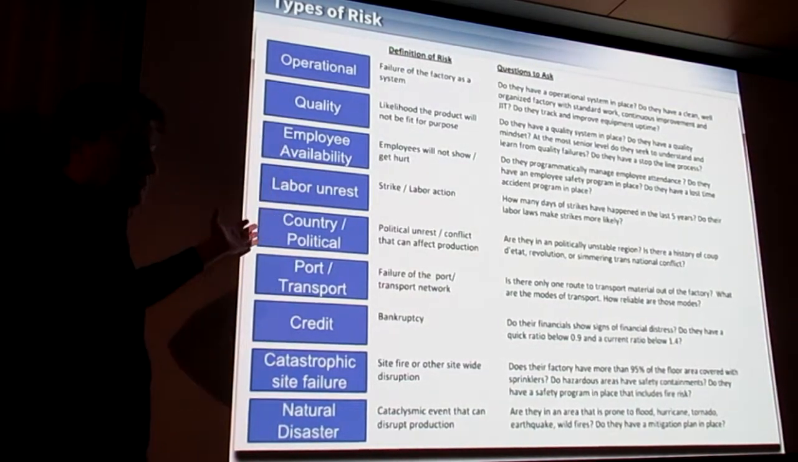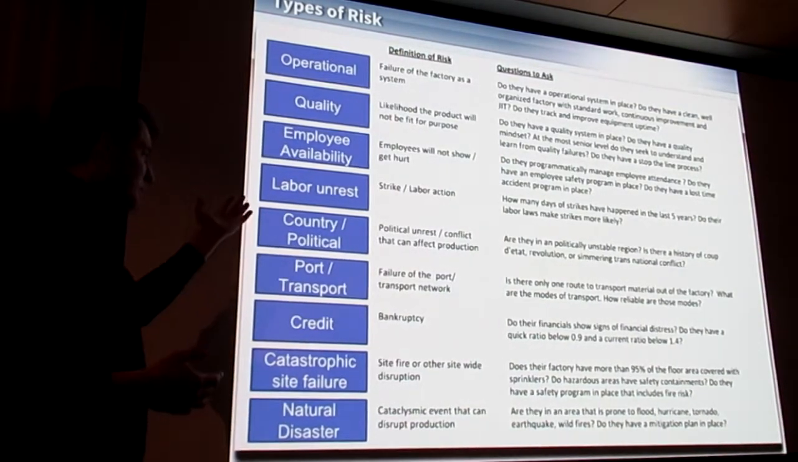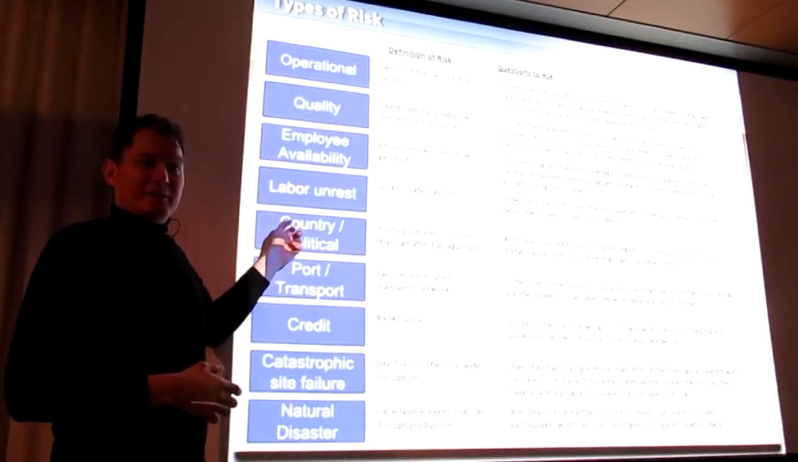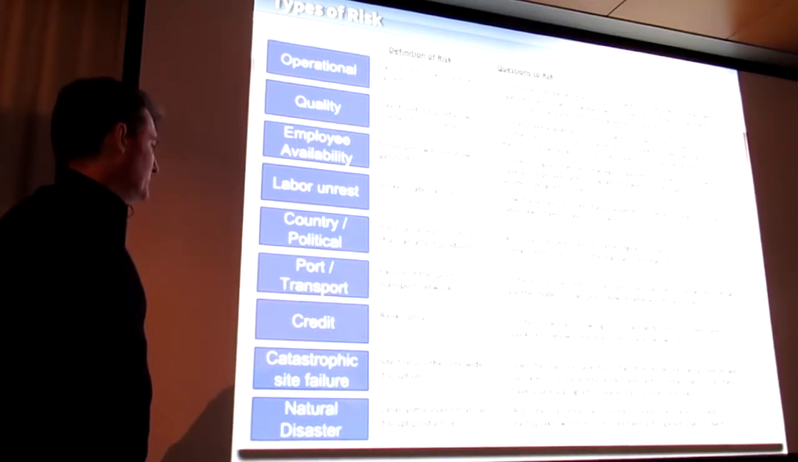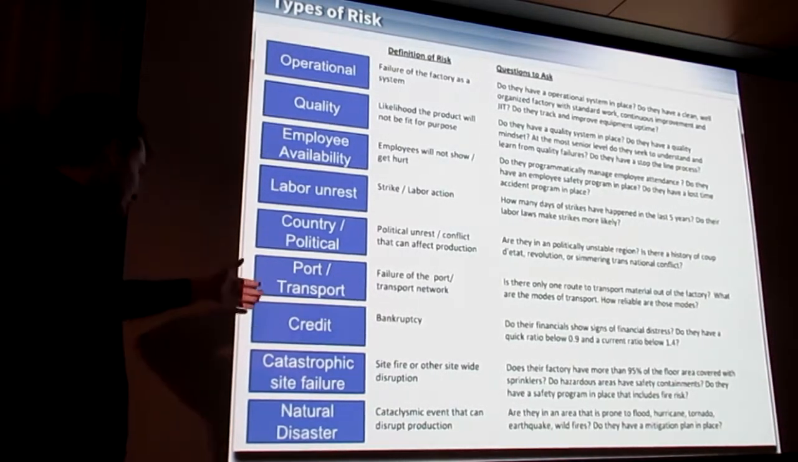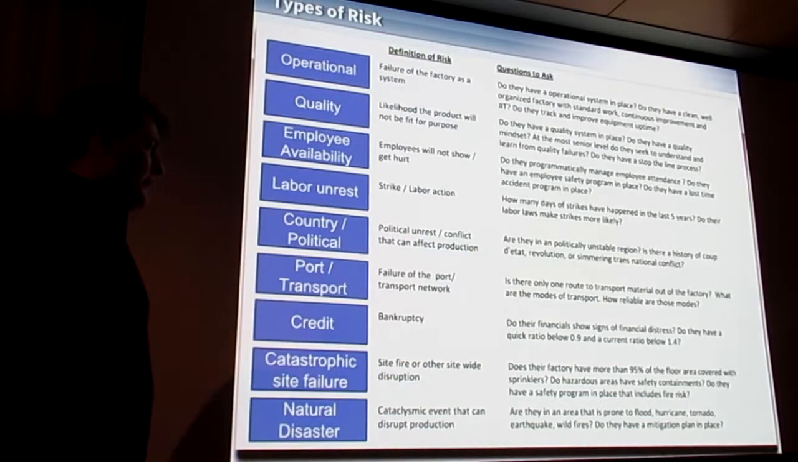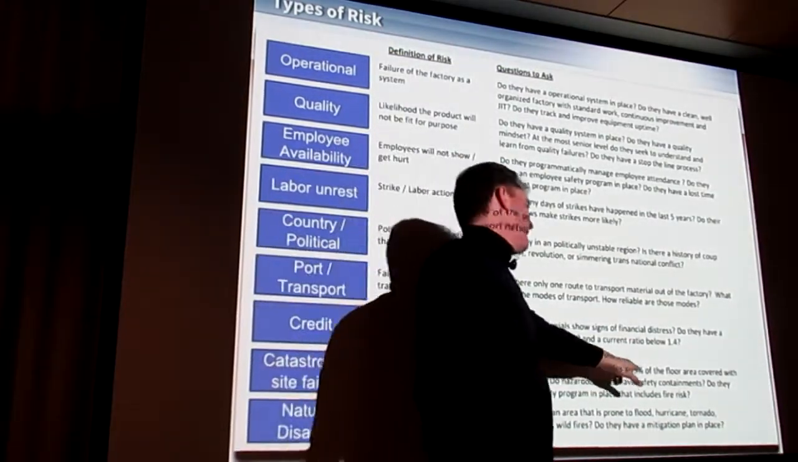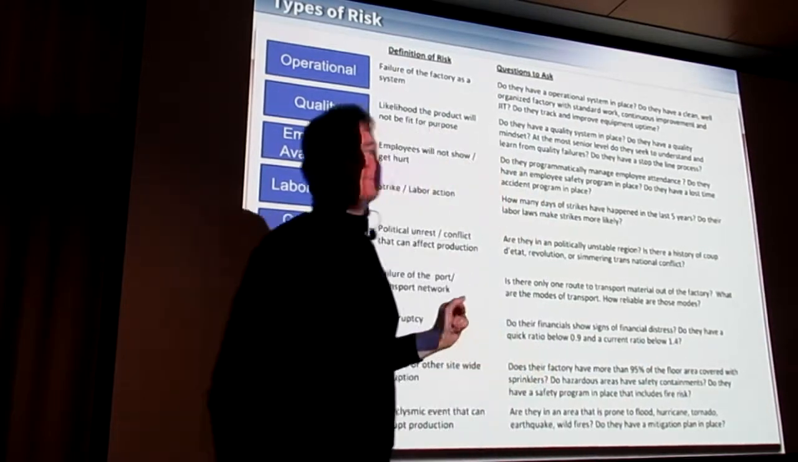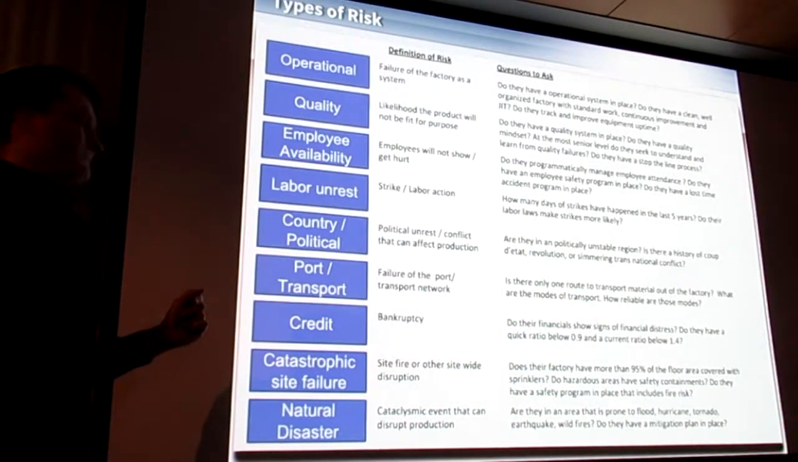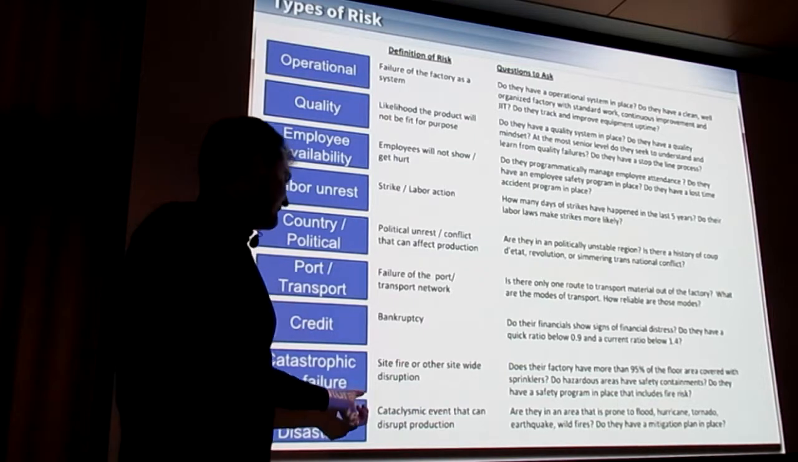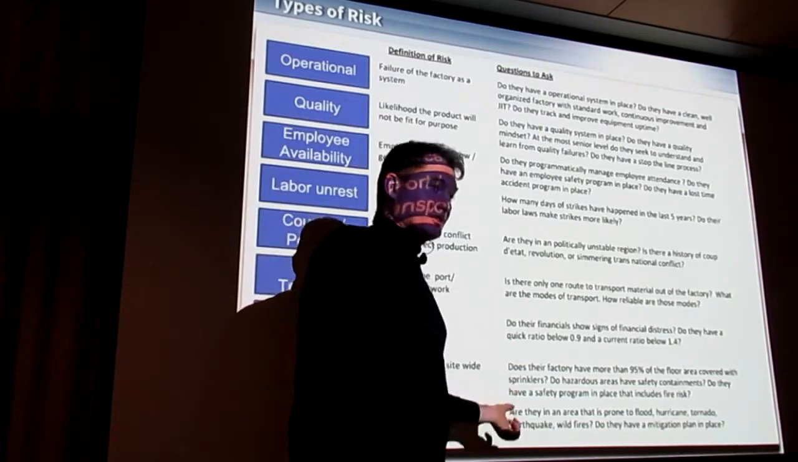Strike, labor unrest, is there a history of that? Country political unrest. Obviously, if you're running mining in Africa, this is a big one, right? And I know lots of people who do. Port risk, credit risk, catastrophic site failure. A competent assessor will tell you whether the factory has more than 95% of the floor area covered with sprinklers. Right? Because factories do burn down, and sprinklers make that a lot less likely. And then natural disaster. Are there cataclysmic effects that can affect production? This is real stuff, right?